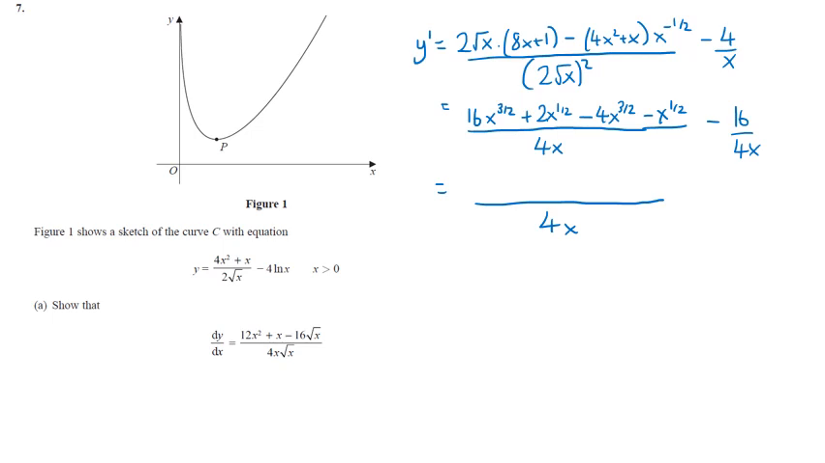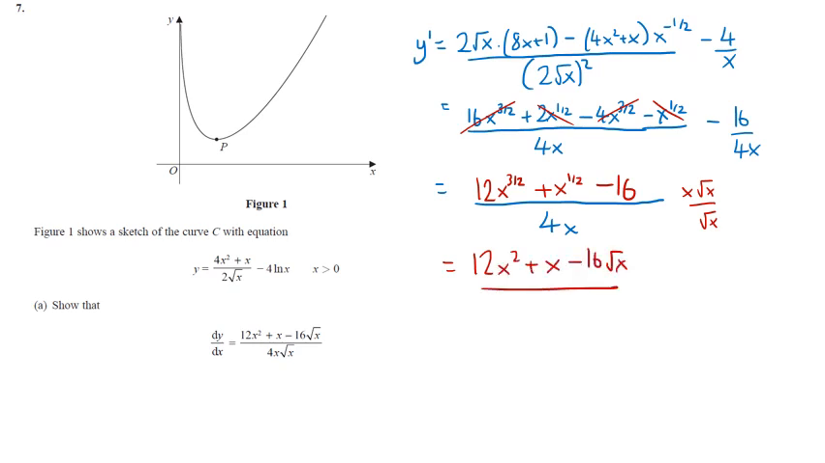So I've got 16x to the power of 3 over 2, and I've got minus 4 of those, so I've got 12x to the 3 over 2. Then I've got 2x to the half minus another x to the half, so that's 1x to the half, and then I've got this minus 16 as well. So all I need to do then is multiply top and bottom by root x. So I'll get 12x squared plus x minus 16 root x over 4x root x, which is what I'm after.